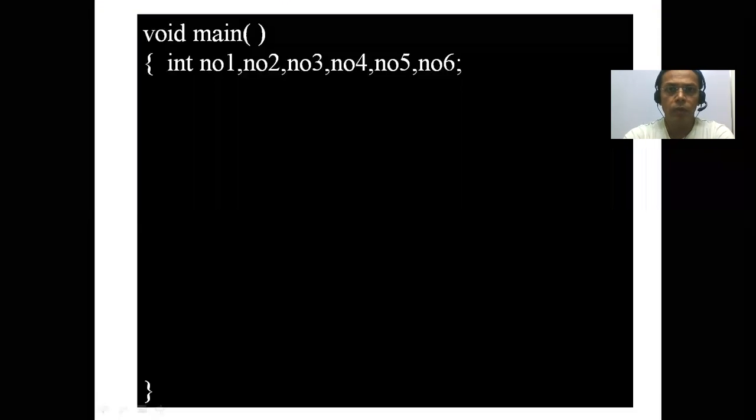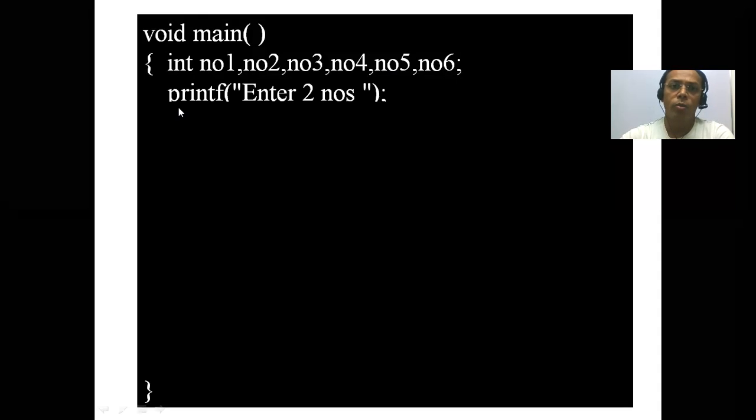Now as some students have taken, I'll take the basic approach first, the good logic. To accept two numbers, I'll require two variables, NO1, NO2. To store addition, NO3, subtraction, NO4, multiplication, NO5, and for division, NO6. Correct? All these 6 variables I have taken of type integer. Now, you know how to accept two numbers from user?